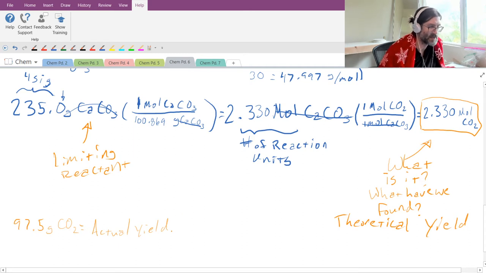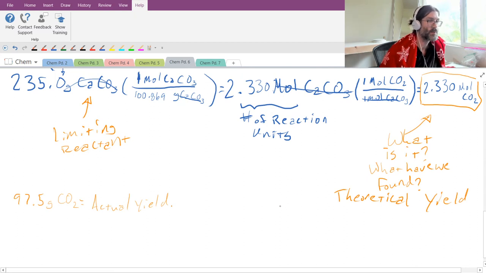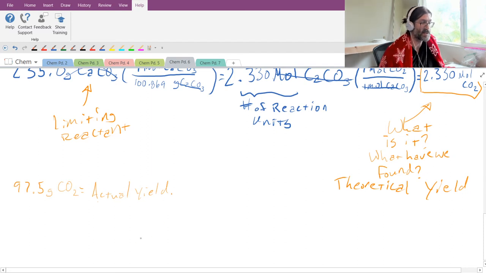Can we compare this actual yield to our theoretical yield right now as they are? You don't have to convert the theoretical yield to grams. We could, but we might not have to. There might be another way, but we do need to convert something, because if we try to divide the actual yield by the theoretical yield, then we end up having weird units. In the end, we want the units to cancel. And I'll show you why.